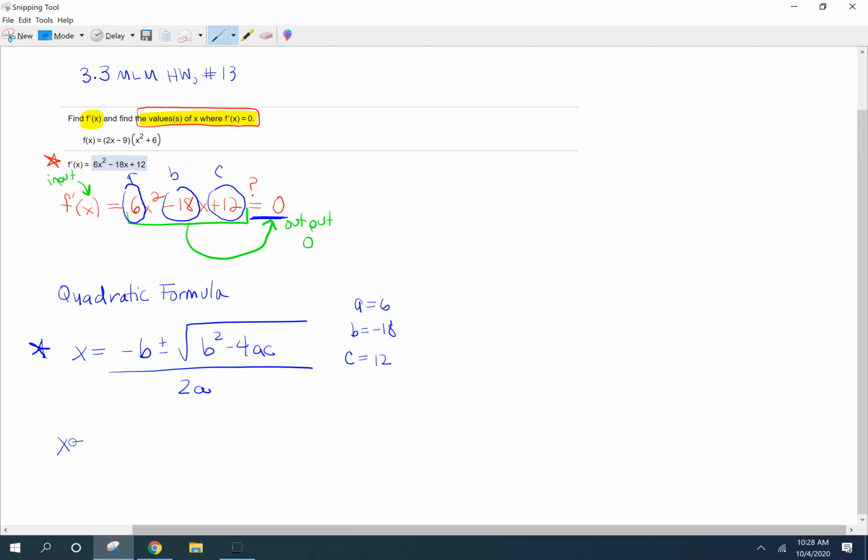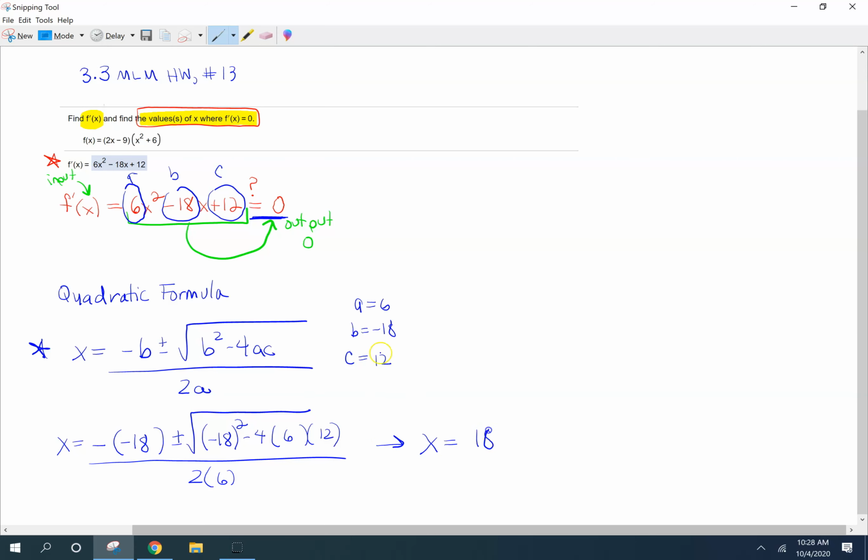So I would say x equals negative b. B is already a negative 18, so you have a double negative. Plus or minus the square root of b squared. It's a negative 18, so I'm going to put it in parentheses to make sure the entire negative 18 gets squared. Minus 4ac, so that's 4 times 6 times 12, all over 2a, so 2 times 6. Then we'll keep simplifying this down. That gives us x equals positive 18 because we end up with a double negative there.